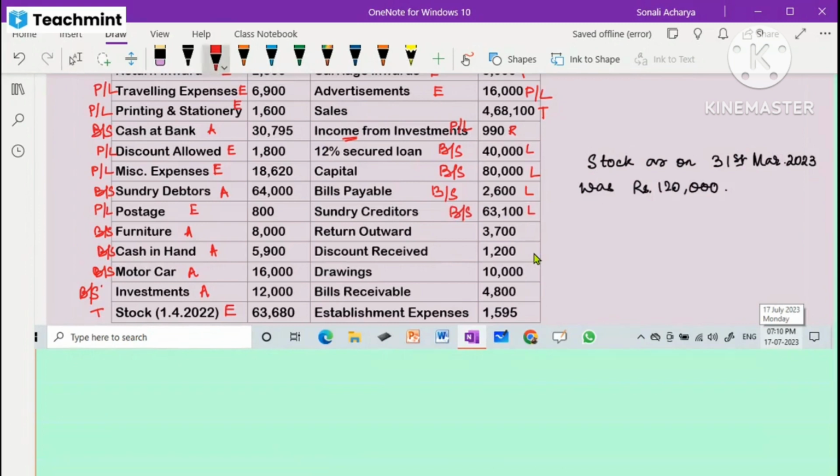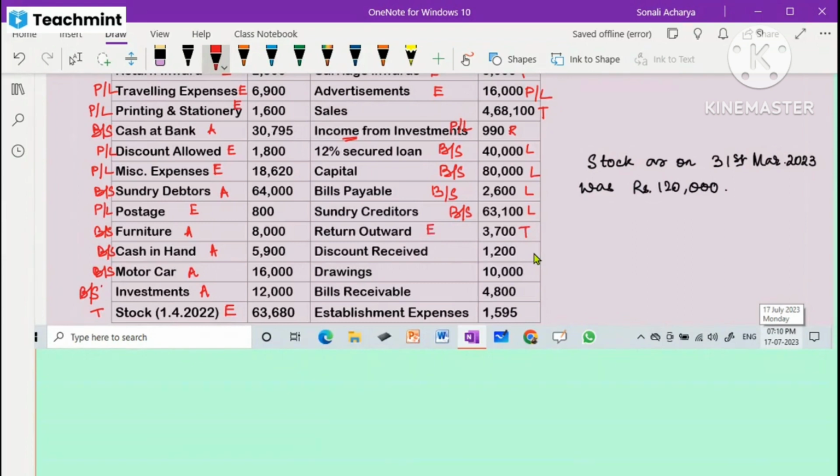Return outward. This is an item that is related to purchase. The item that has been returned to the suppliers. So this is related with the purchase. So it's a trading item. It's an expense.